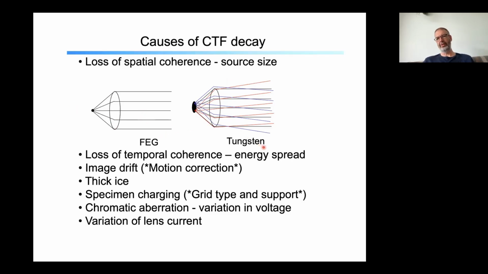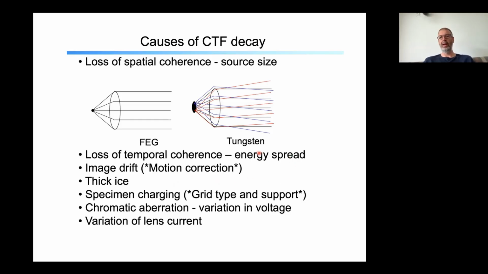Whereas if you, for example, went to a tungsten filament, you get electrons emitted from different points. They can have different tilts, so they are basically spatially incoherent. And so they'll be focused to different planes in the microscope. And it will just mean that you won't be able to get the nice Thon ring patterns that we saw on the previous image. There's also loss of temporal coherence, which is the energy spread.